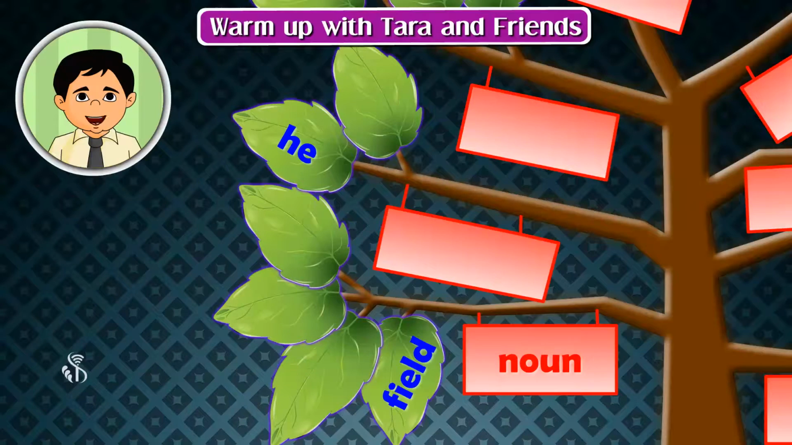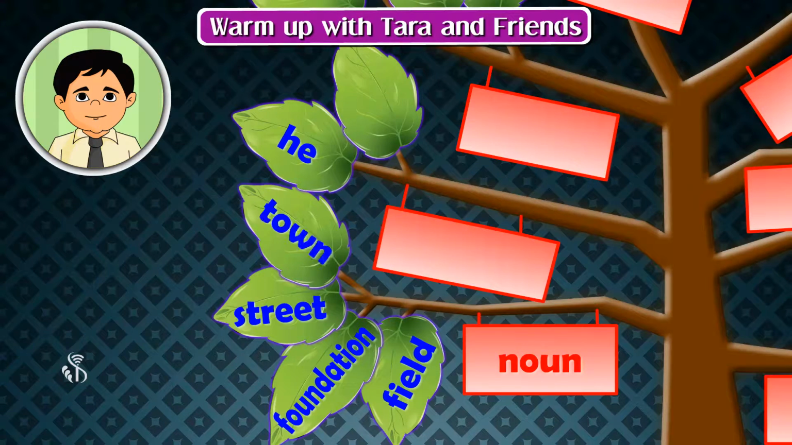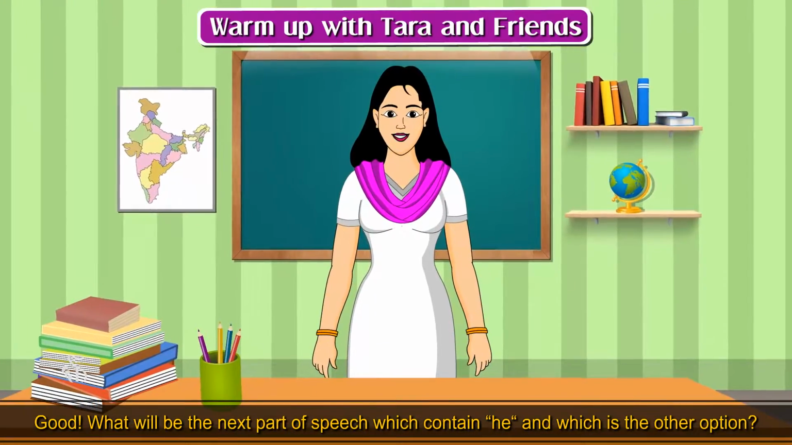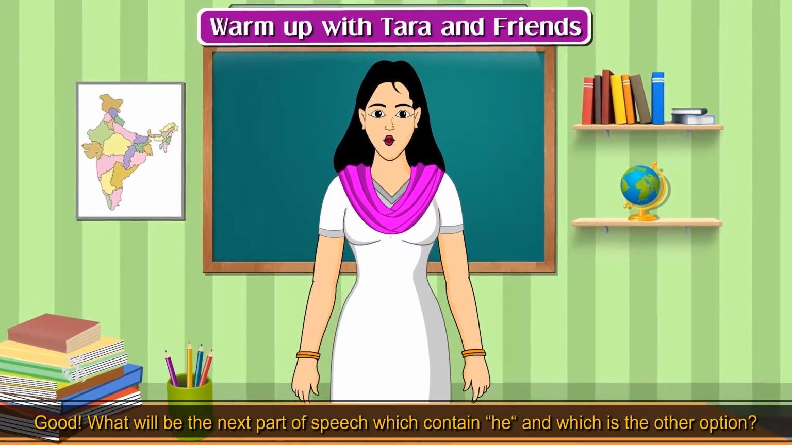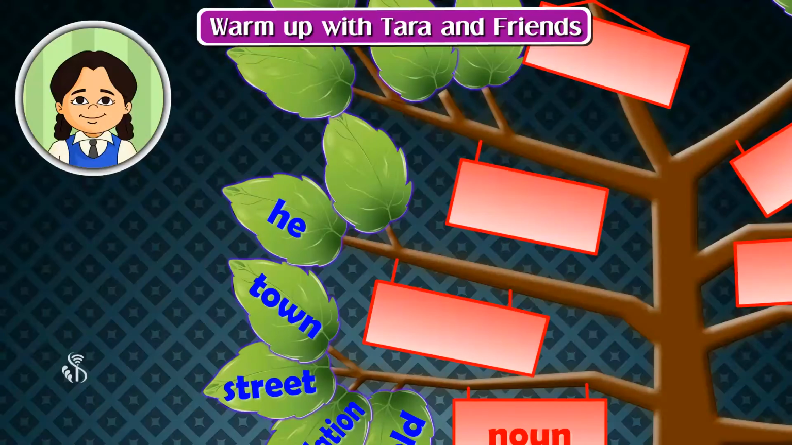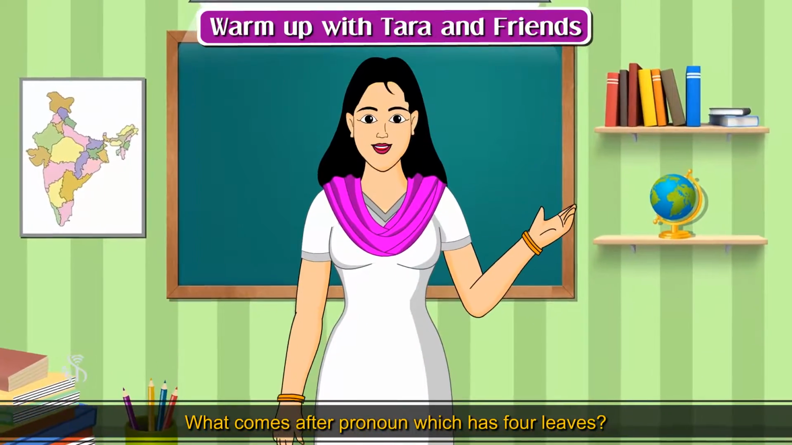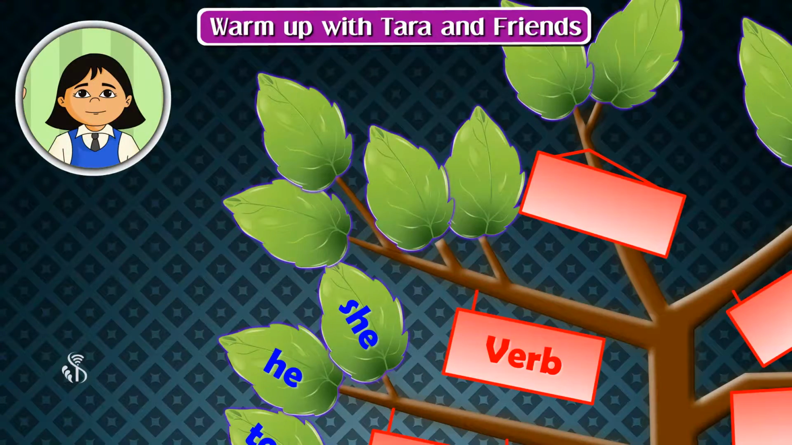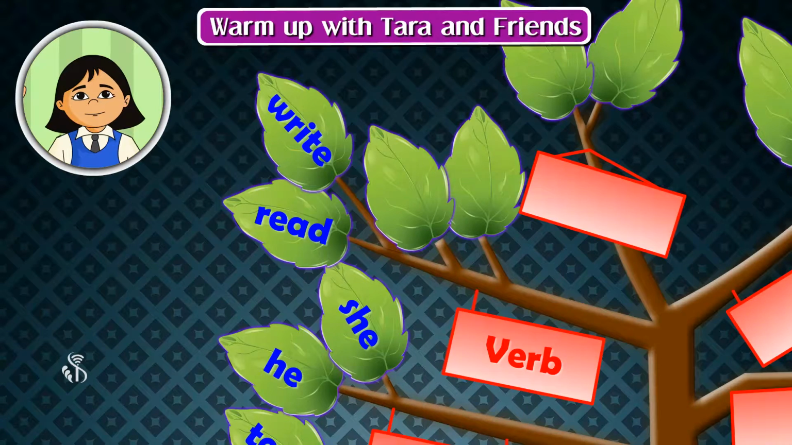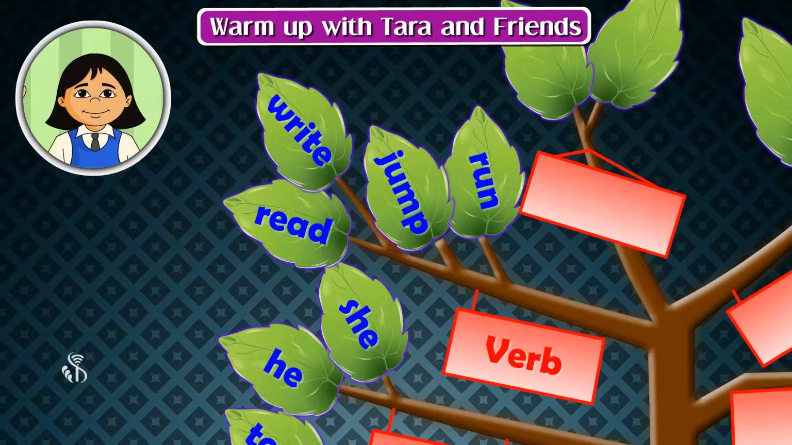Nouns are field, fountain, street, town. Good. What will be the next part of speech? Which contains he, and which is the other option? Pronouns, he, she. What comes after pronoun which has 4 leaves? Verb: read, write, jump and run.